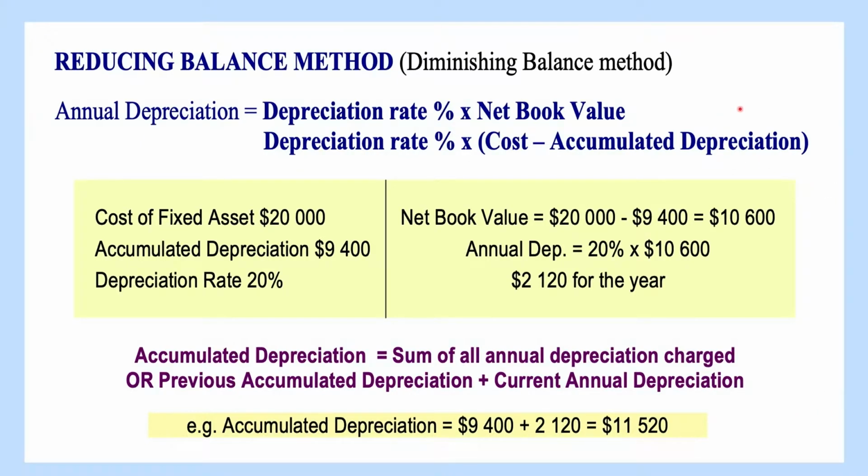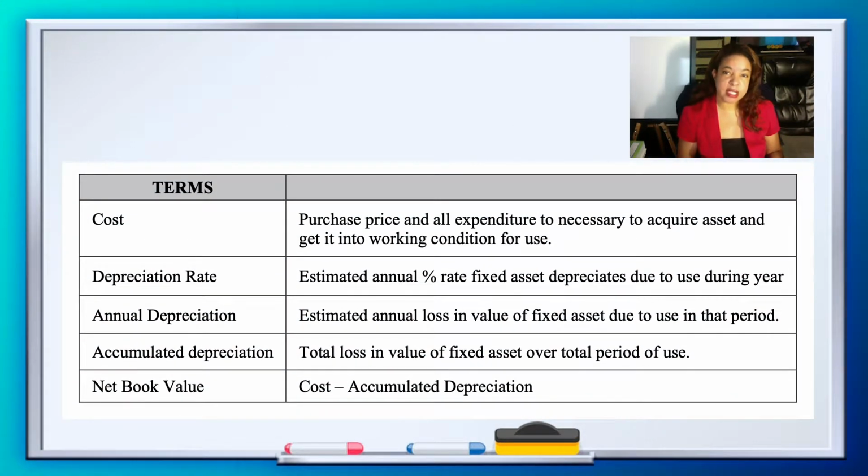So as you would see, the formula for the reducing balance method would be the depreciation rate by the net book value. So remember, we had gone through certain terms. We had the cost, which was the historical cost or the purchase price of the non-current assets, for example, your motor vehicle. It is what you would have purchased that non-current asset for.